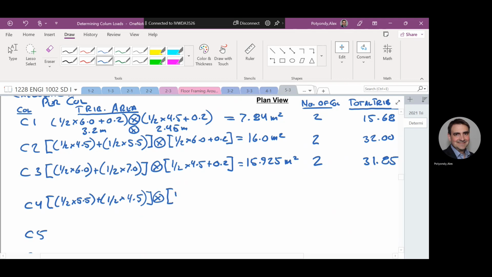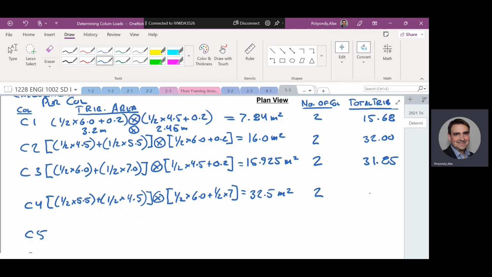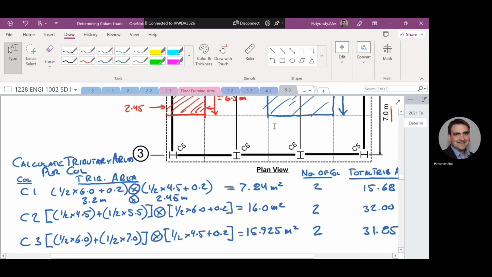Times 1/2 times 6 plus 1/2 times 7. And when I calculate that, I get 32.5 meters squared. How many columns of that do I have? 2. So the total area by C4s is 65.0. Okay.